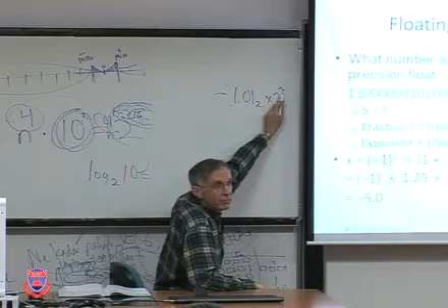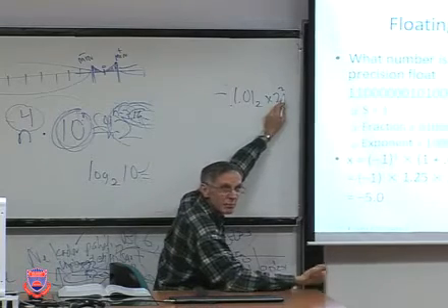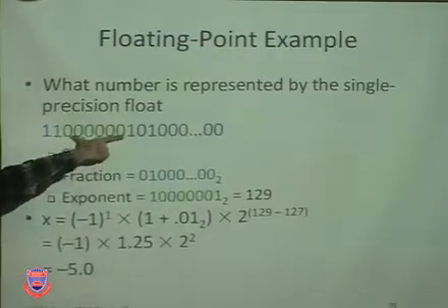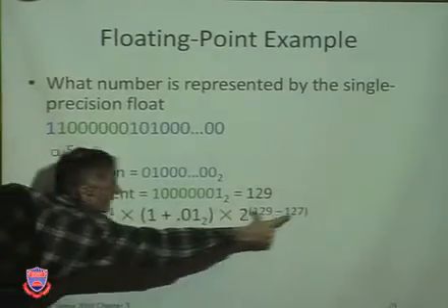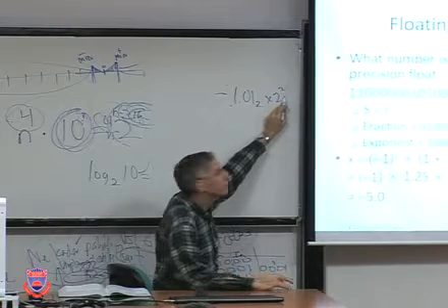Where did this 2 come from? 129 minus 127. Where did the 127 come from? It's the bias. Where did the 129 come from? It's this green number here. We all see how we calculated 2 to the second power? Hope so. Okay. All right.